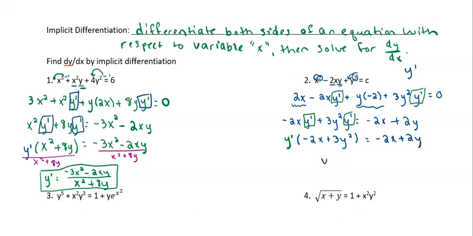So now we need to divide both sides so that we get y prime by itself. And we're dividing both sides by this whole term right here that is being multiplied by y prime. So we have our negative 2x plus 2y all over negative 2x plus 3y squared. We don't have any values for x or y, so this is finished.